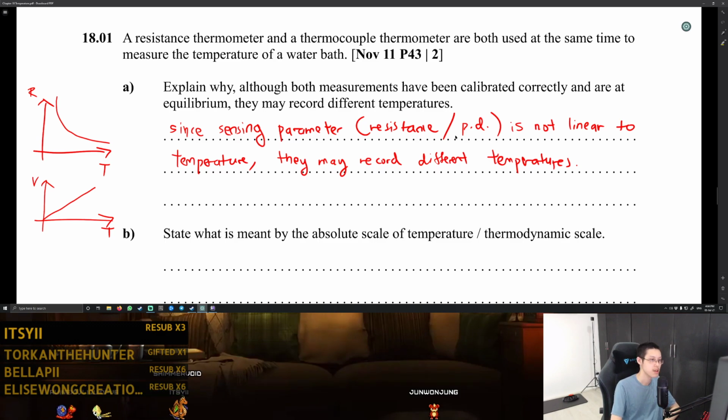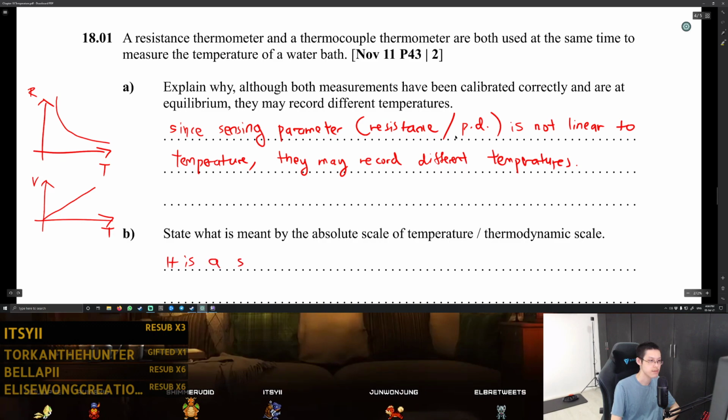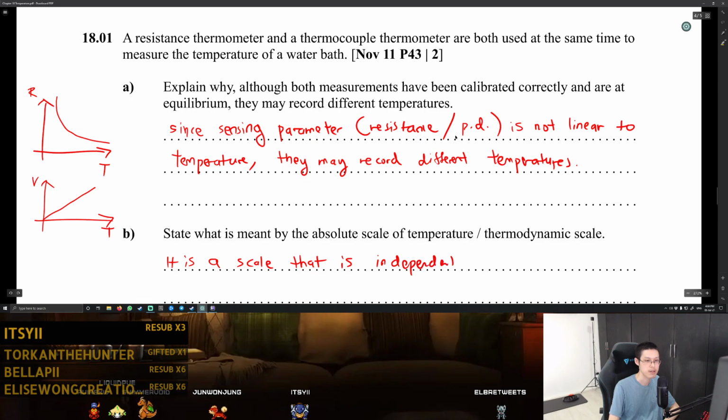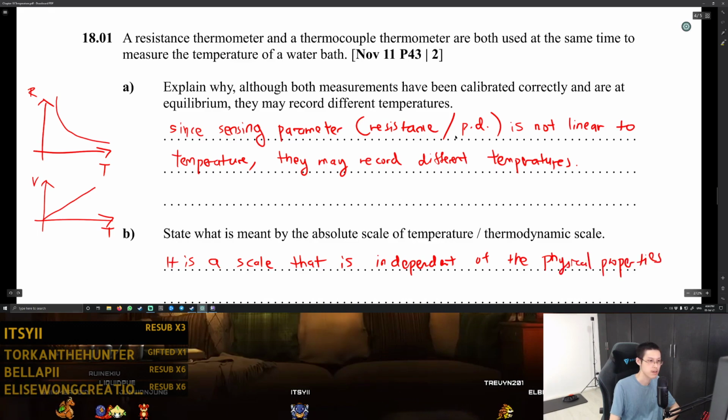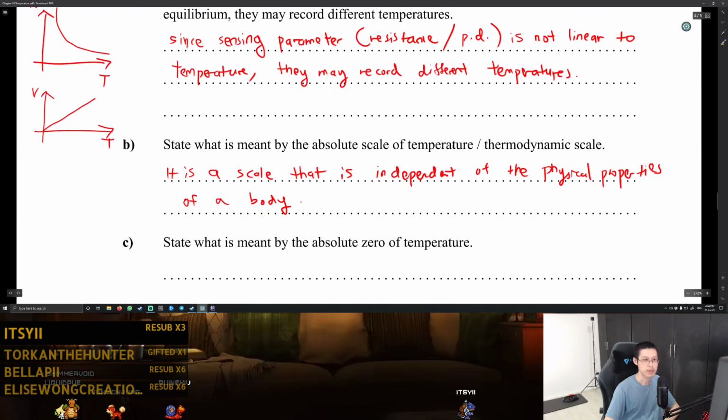right? So it is a scale that is independent of the physical properties of a body. So that's what it means.